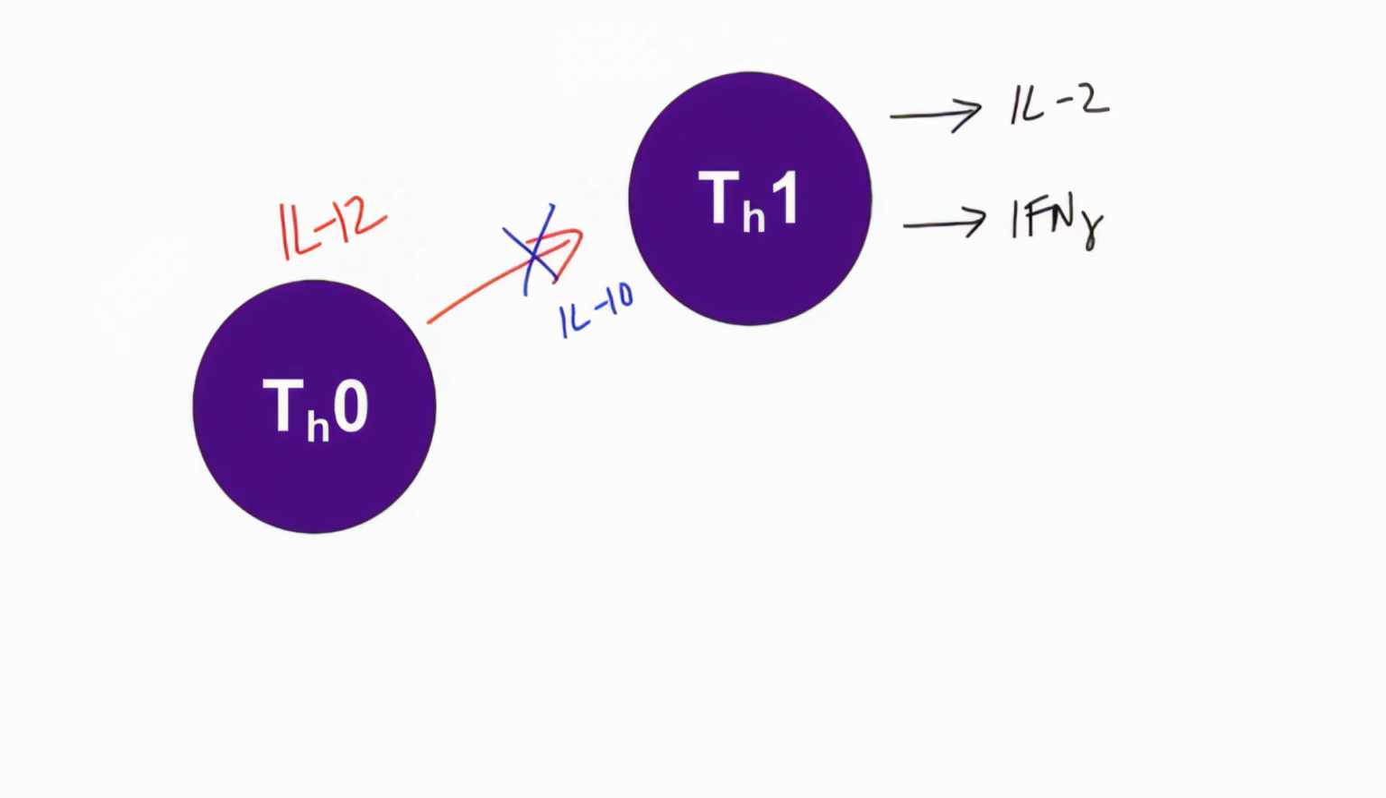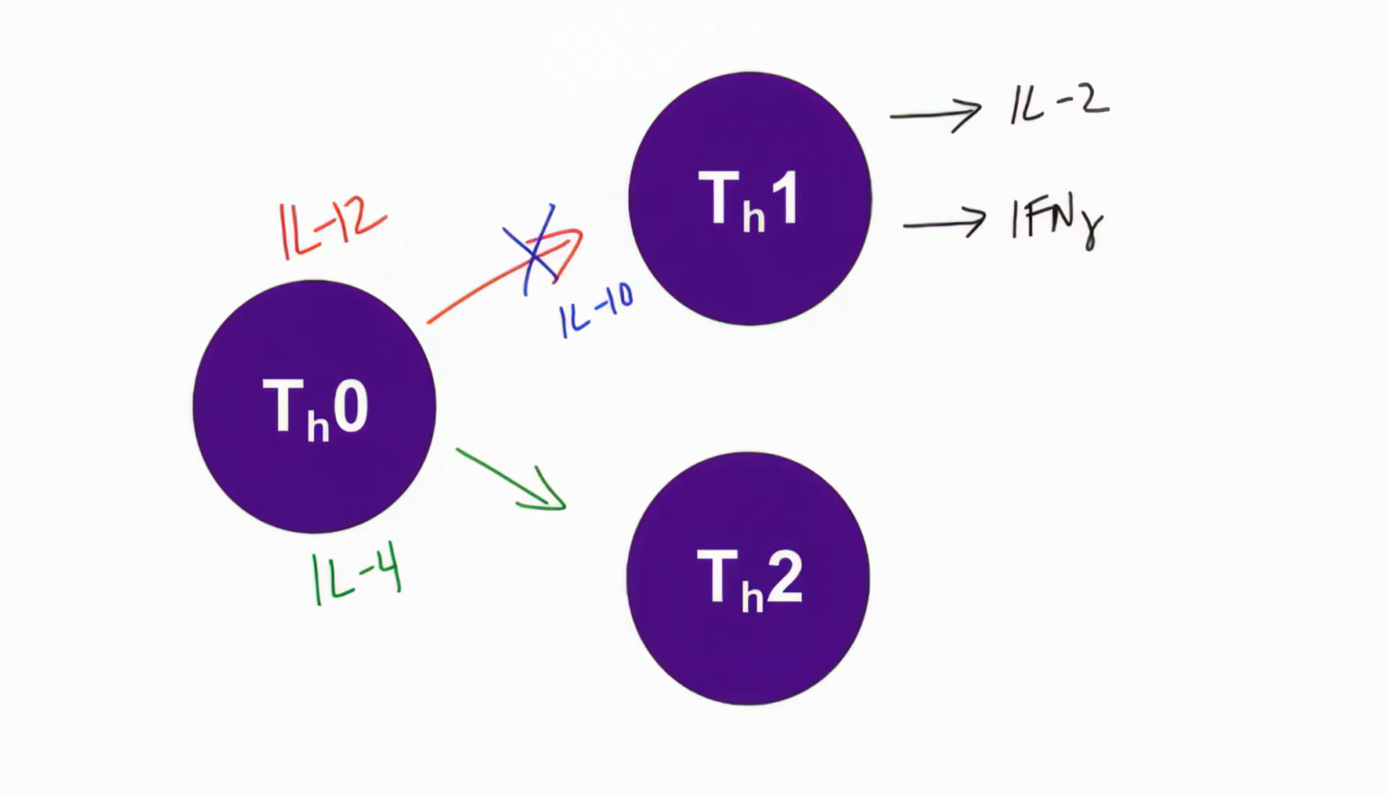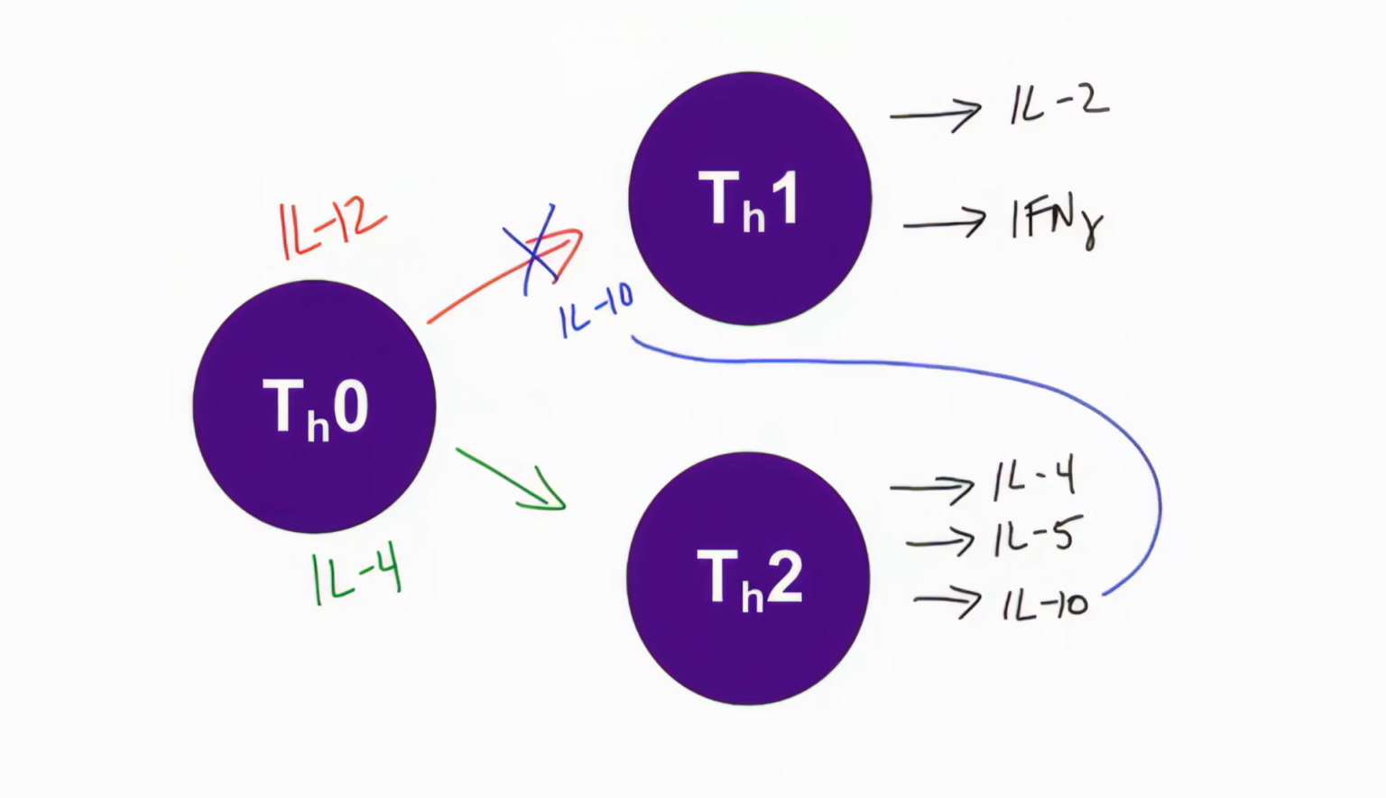But if you go back to that initial naive Th0 cell, what if instead of IL-12, there was IL-4 around? IL-4 induces Th0 cells to differentiate into T helper 2 cells. So what cytokines do T helper 2 cells make? They make IL-4 and IL-5, which stimulate and proliferate the B cells. They also make IL-10. And what did we just say about IL-10? It inhibits T helper 1 cells.